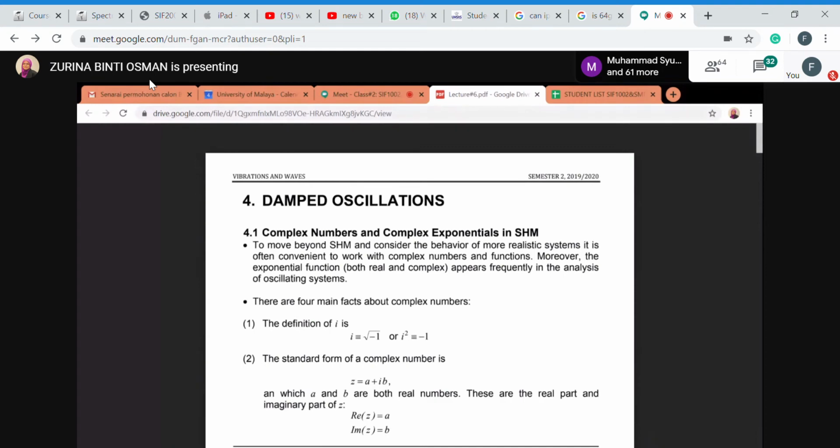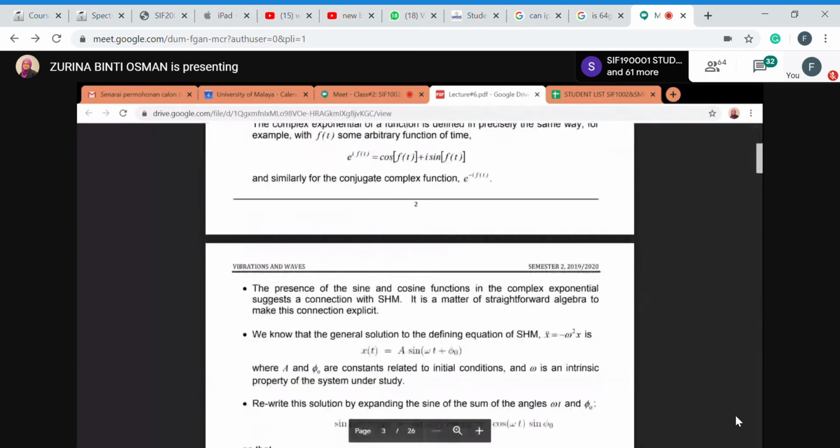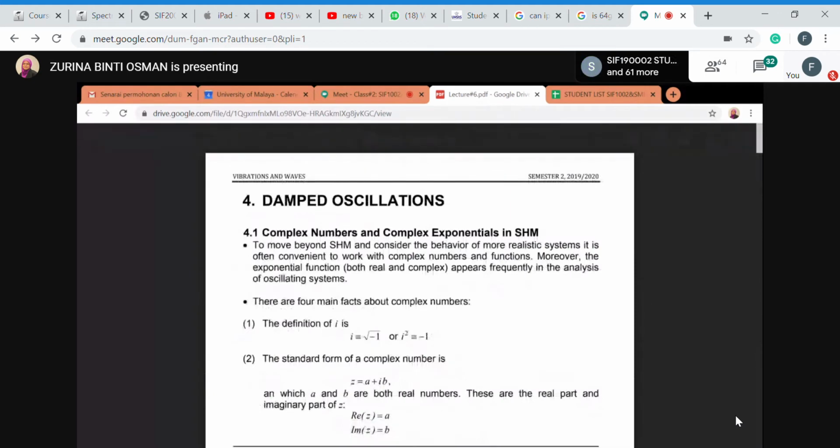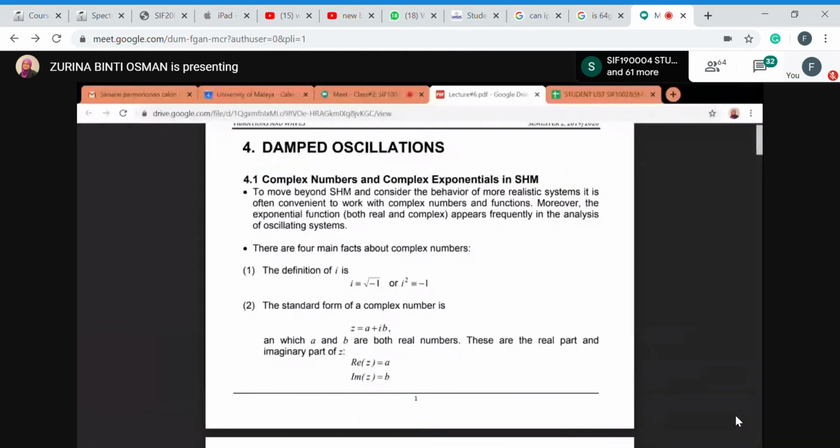Equation in terms of the complex number and also complex exponential equation. Okay, so there are 4 basics. For that you have to know about the complex number and also complex exponential. First is the common notation that we use, the definition of i, which is i equal to square root of -1, or i squared equal to -1.